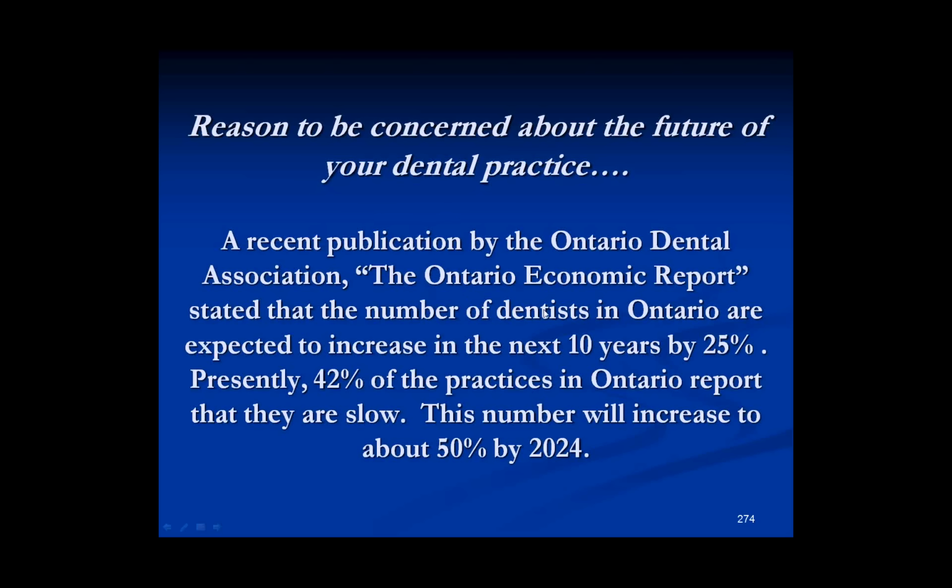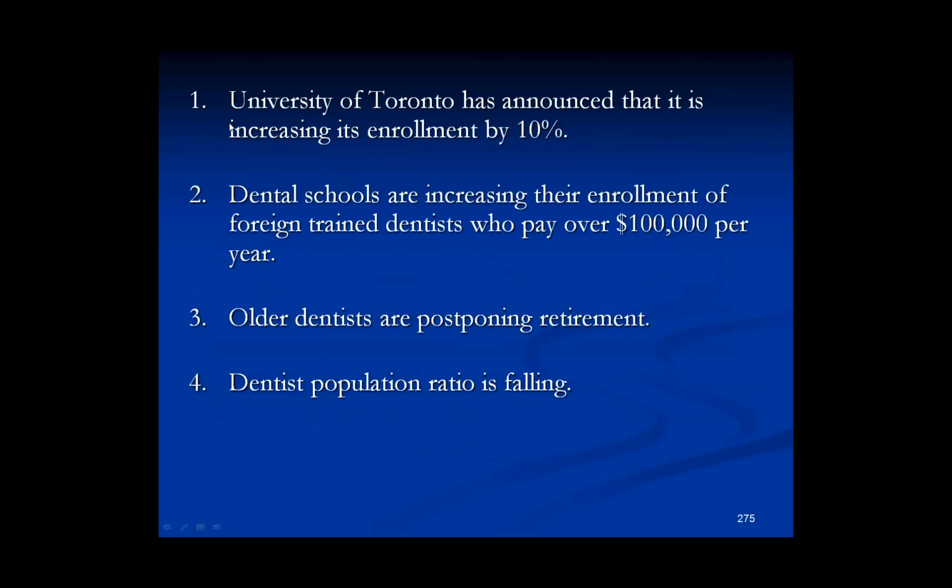In Ontario, we just got a report that in the next 10 years, our practices are going to go down 25%. And they're saying right now in Ontario, 42% of the practices are not busy. This is because the University of Toronto, for instance, and maybe the other dental schools, are increasing enrollment by 10%. The dental schools are bringing in foreign dentists who pay over $100,000 a year, so they want to bring in more foreign students because it's a business like any other business. Older dentists are postponing retirement, like me. I want to keep working because I like working and I'm making money. And the dentist population ratio is falling. So we have to be aware of this.